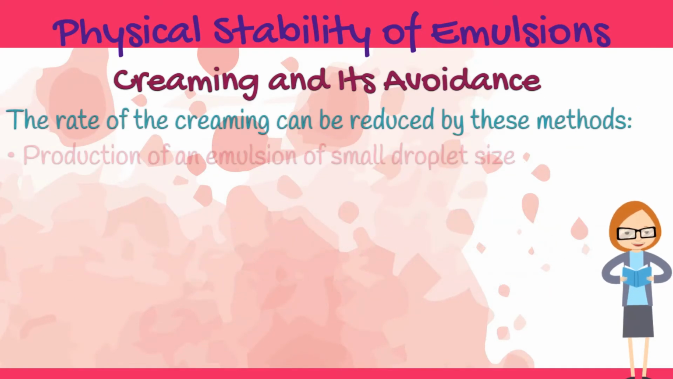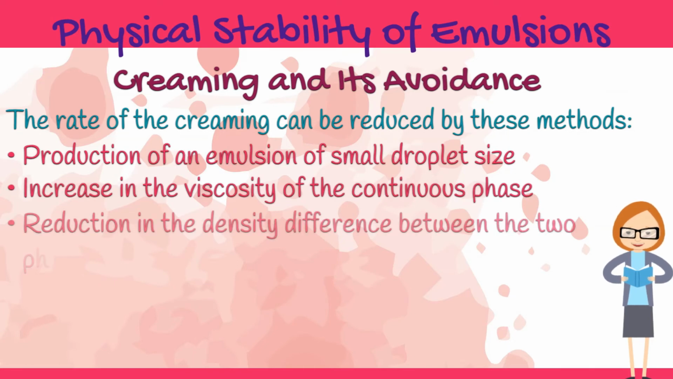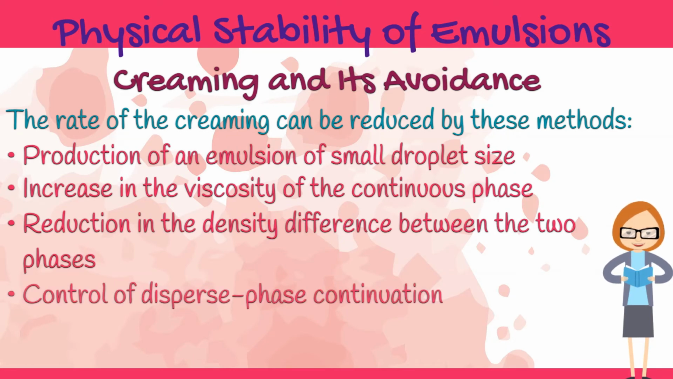The rate of creaming can be reduced by these methods. Production of an emulsion of small droplet size. Increase in the viscosity of the continuous phase. Reduction in the density difference between the two phases. Control of disperse phase concentration.